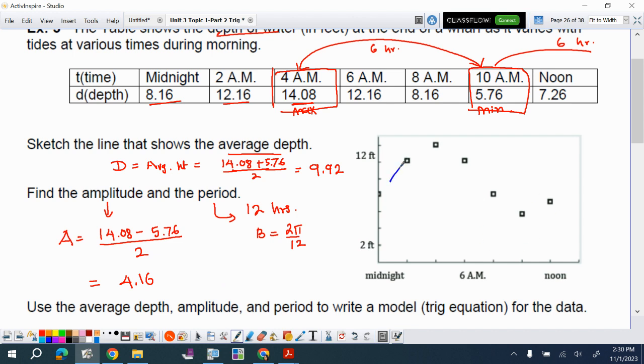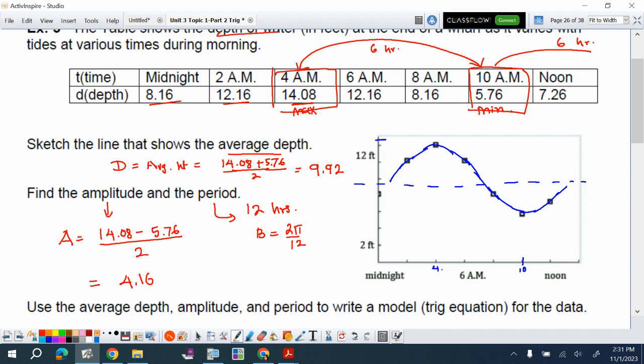Okay, so not all the time will you be given plotted points, but here we do have some information. So I'm going to connect these points, and we are just making the connection that D is 9 point something, which is somewhere roughly here. That's your D. The minimum is around 10 a.m. and the maximum is around 4 a.m. And that's the path of the graph.